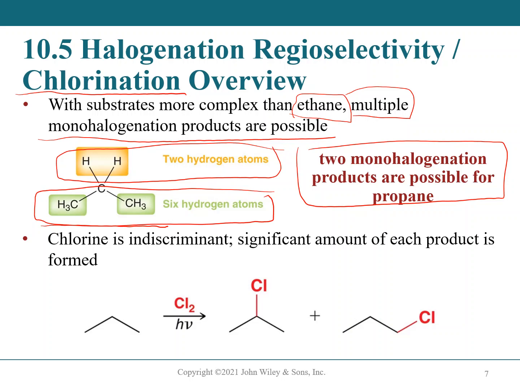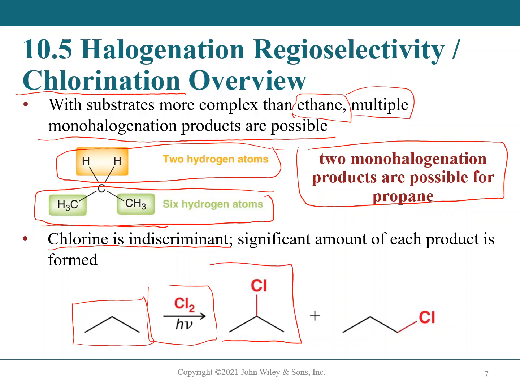When we look at the reaction down below, overall chlorine is very indiscriminate in its reaction. When we take propane and react it with chlorine and light, we get both the secondary and the primary chlorination products. Let's take a look at the next slide for a little more detail about this regioselectivity.